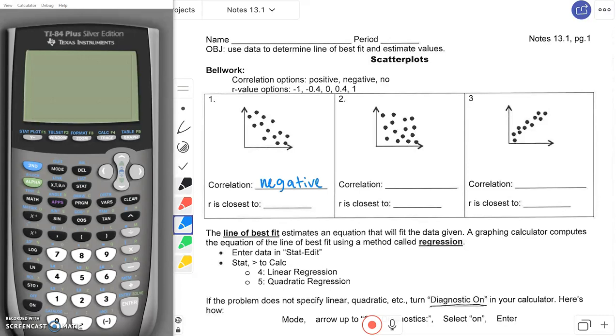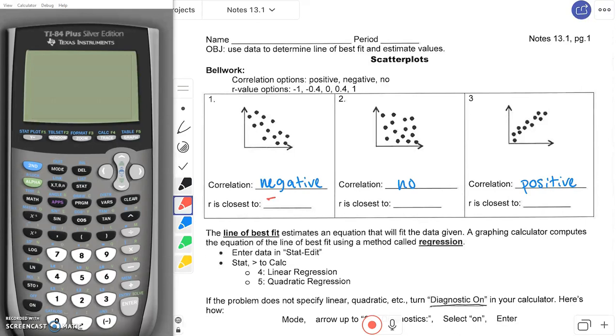On number 2, we have no correlation because there's nothing really going on. It looks like someone sneezed on your graph. And then for number 3, we have a positive correlation. When it comes to your correlation coefficient, you're looking at how close to a perfect line it is. Now you're going to have negatives and positives.